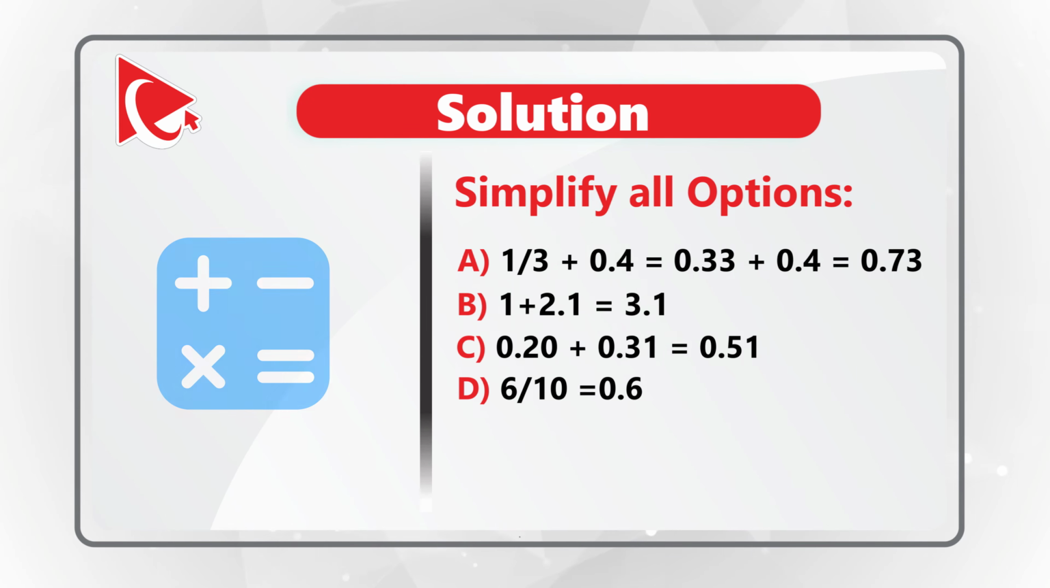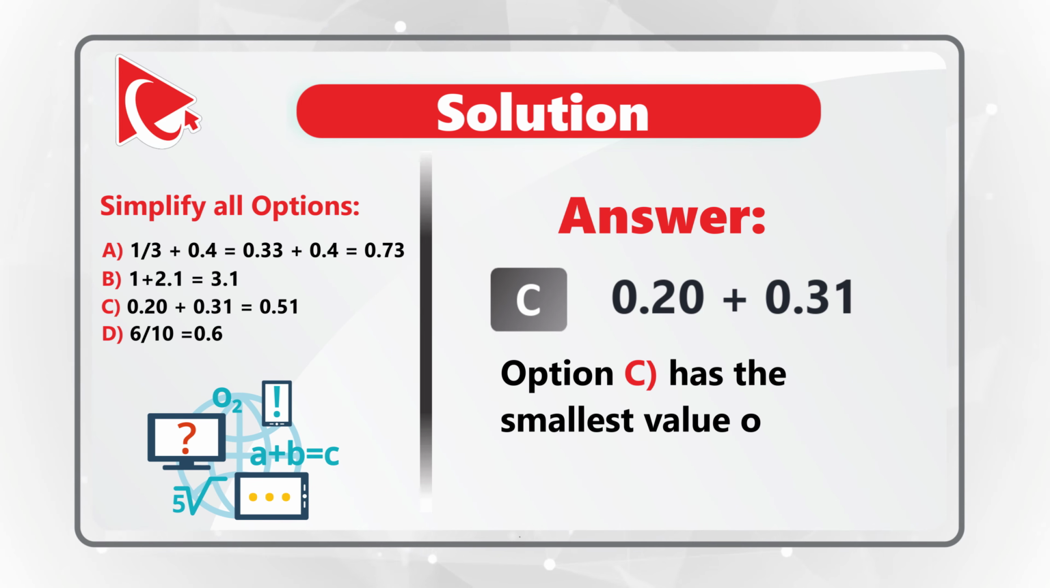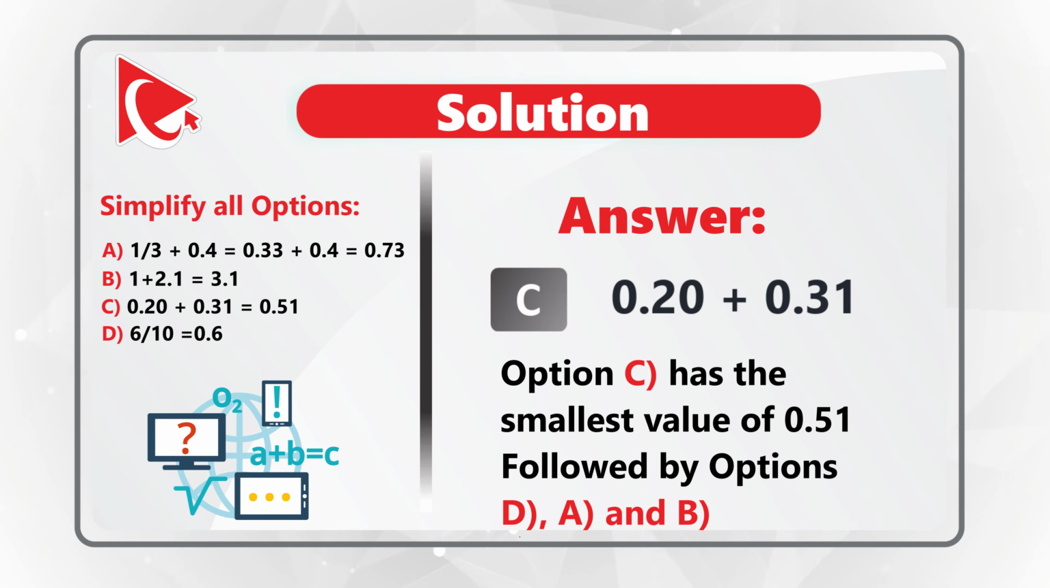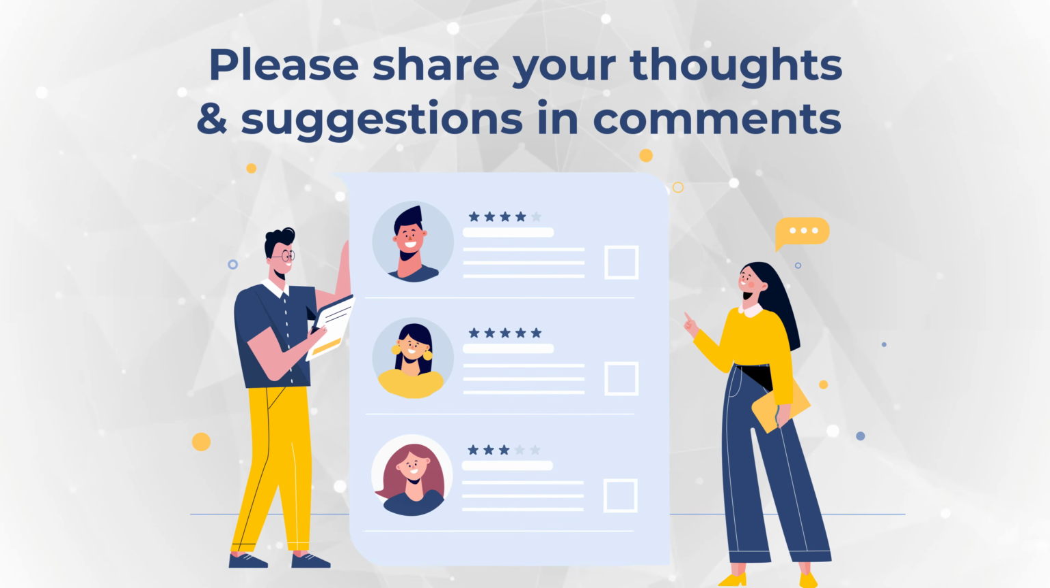Which means, if you look at the answers, that option C has the smallest value of 0.51, followed by options D, A, and B. Was it challenging for you? Please share your thoughts and suggestions on how to better solve it in comments.